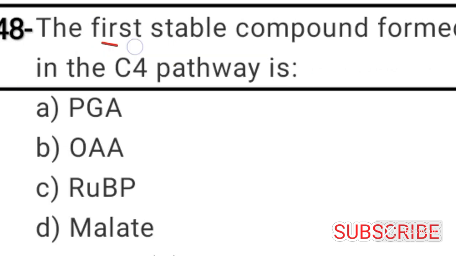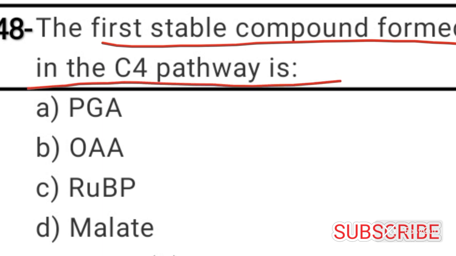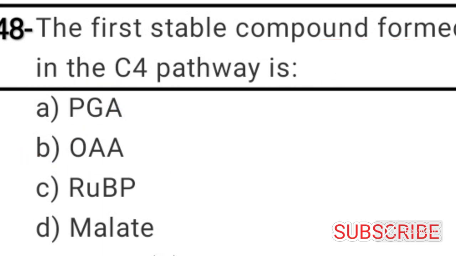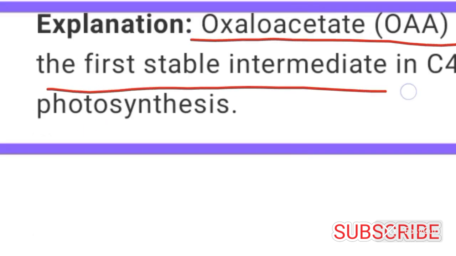Question number 48. The first stable compound formed in the C4 pathway is, answer is option B, oxaloacetic acid. Oxaloacetic acid is the first stable compound formed in C4 pathway. Oxaloacetate is the first stable intermediate in C4 photosynthesis.